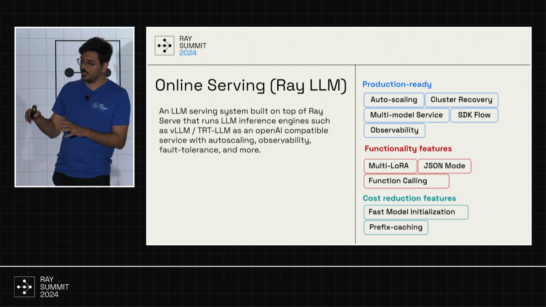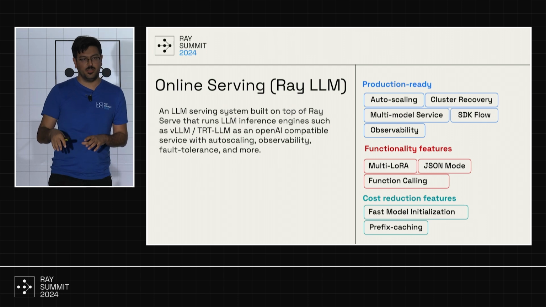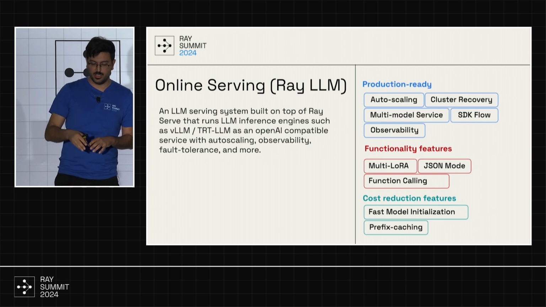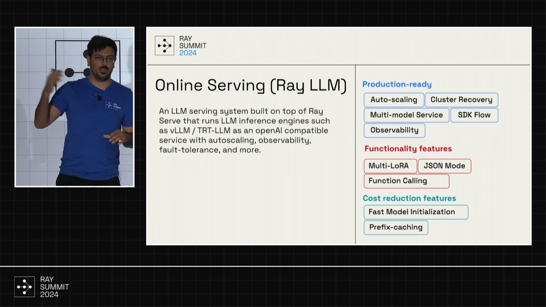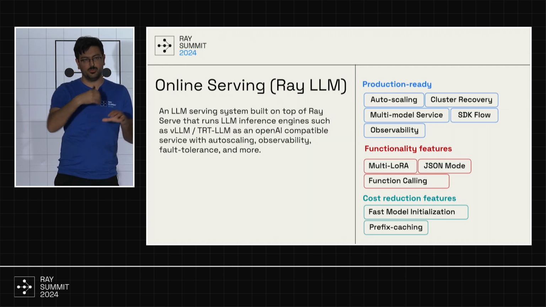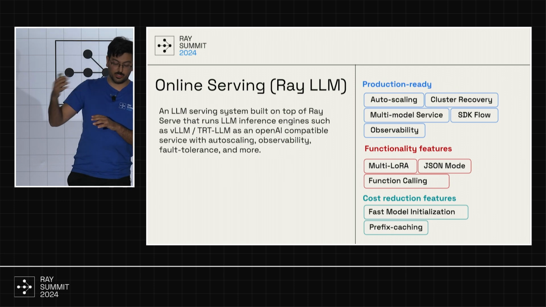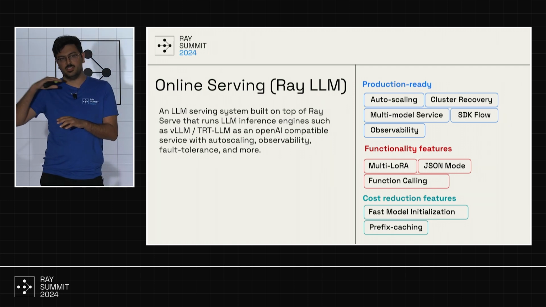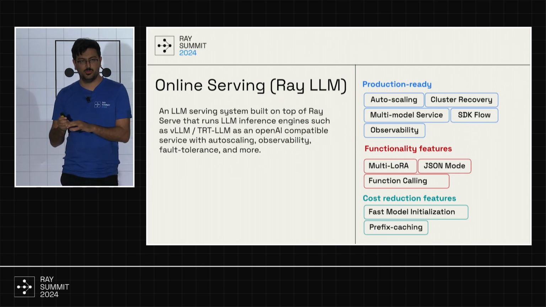And there's a lot of cost reduction features. So we heavily invest in this dimension as well, like initializing your model fast. Why does it matter? When you want to auto scale and you have dynamic traffic, you want to be able to respond to that traffic without having a static cluster all the time. Things like prefix caching or other cost optimizations are built into this framework.